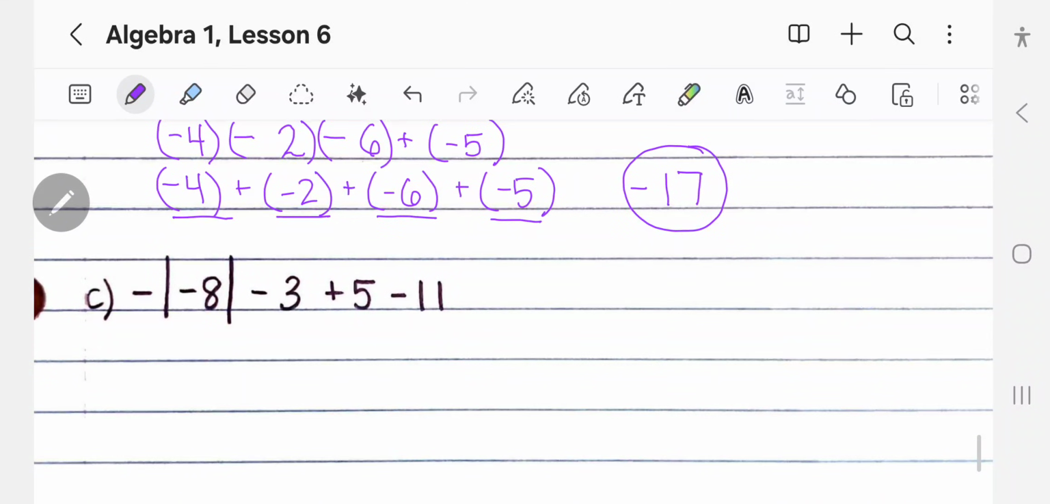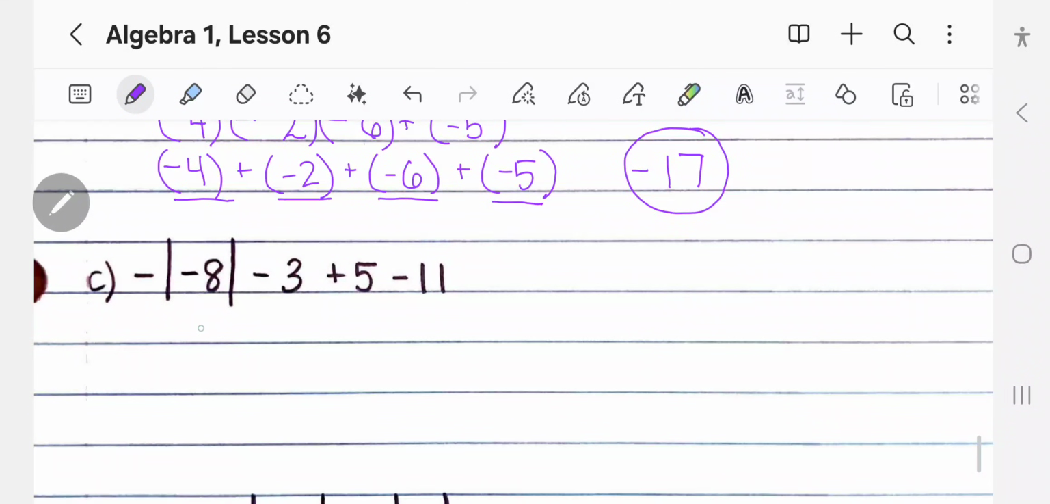C. I'm going to deal with this absolute value first. How far is -8 from 0? 8. Then I'm going to bring down everything else. Then I'm going to insert parentheses. And then I'm going to put plus signs between them.